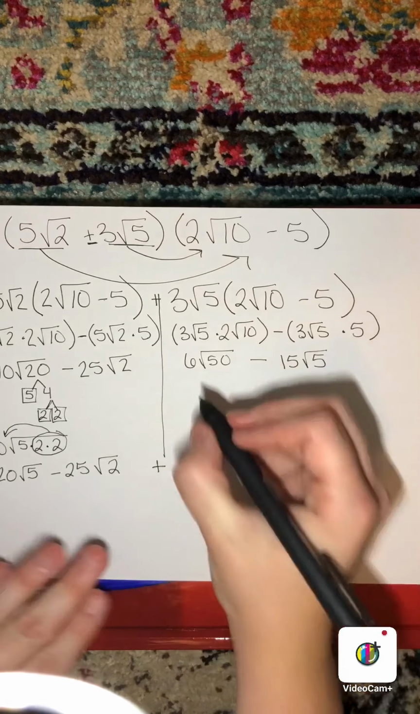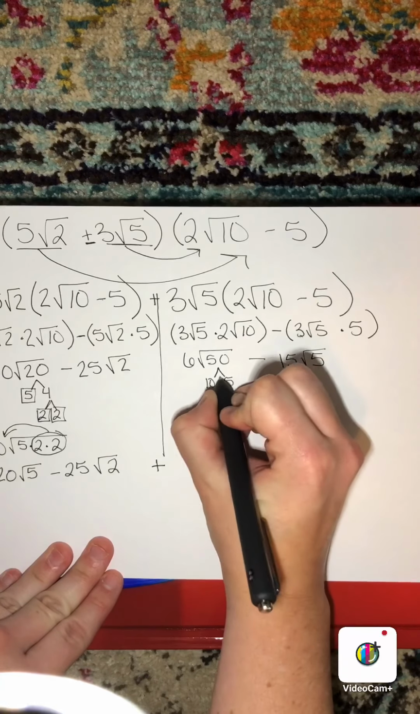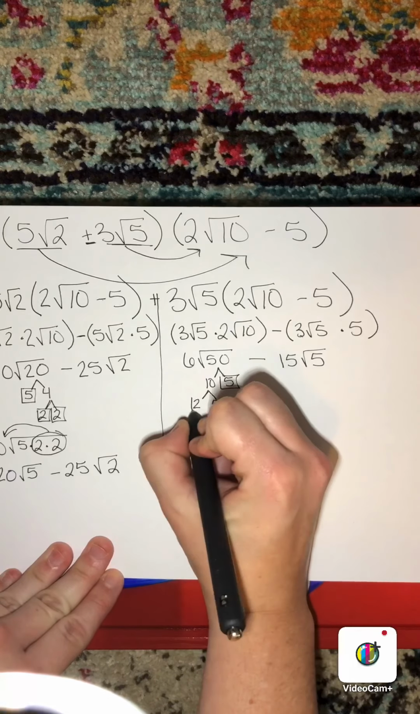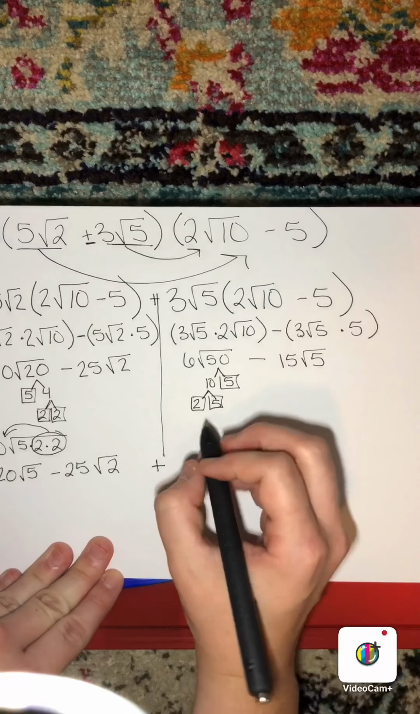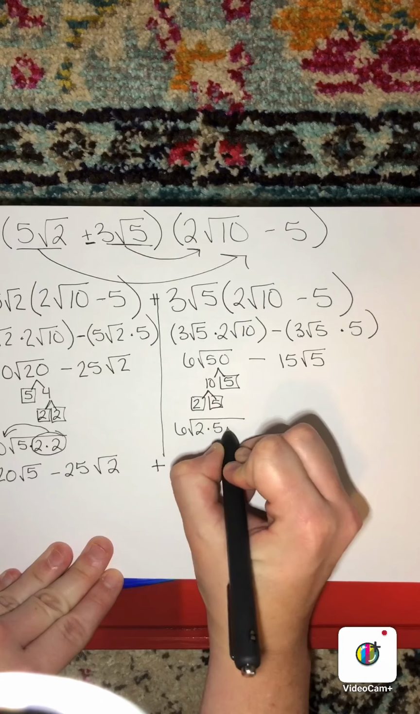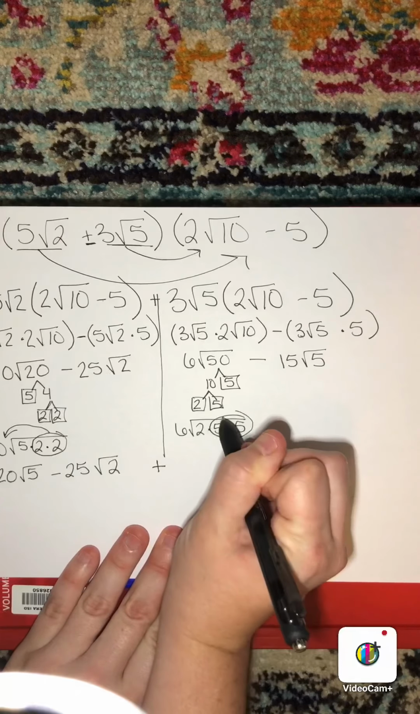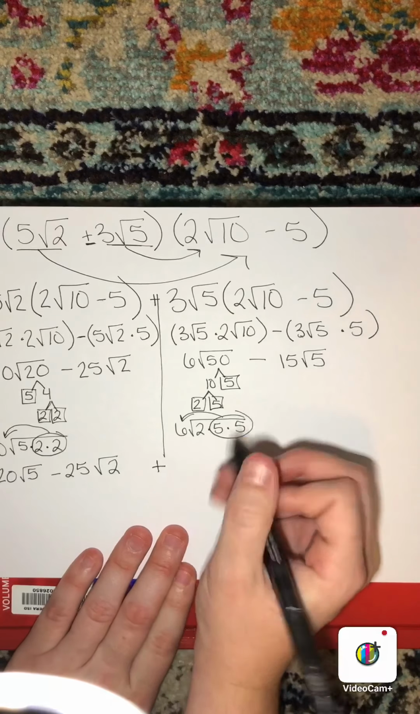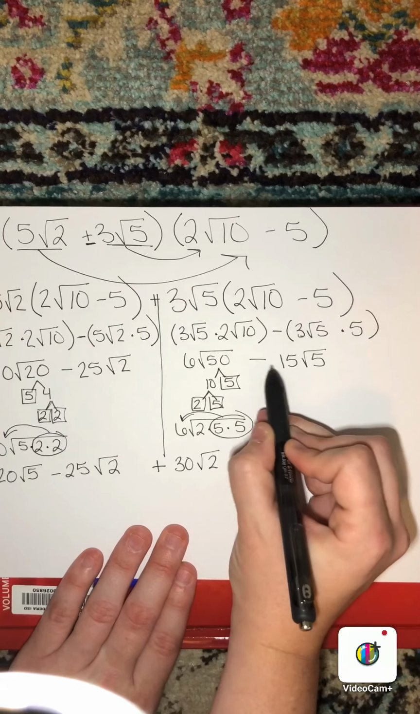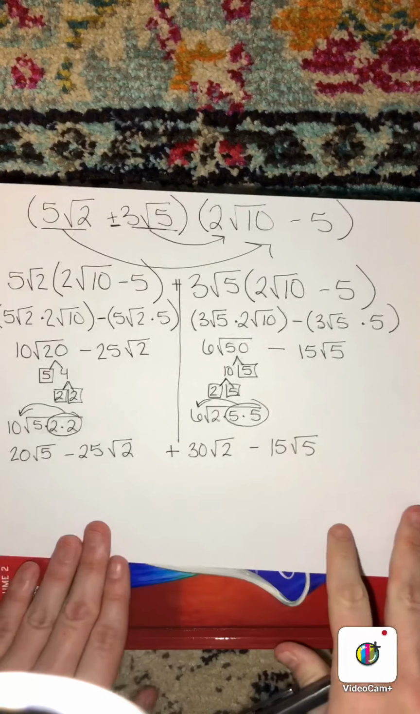All right, 50 can be simplified. So we can do 10 times 5. 5 is prime. Then 10, we can do 2 times 5. Both of those are prime. So my outside number is still 6, but under the radical, we've got 2 times 5 times 5. 5 times 5 can be taken out. So we're going to do 6 times 5 is 30. And then radical 2. Then we still have this term, minus 15 radical 5.